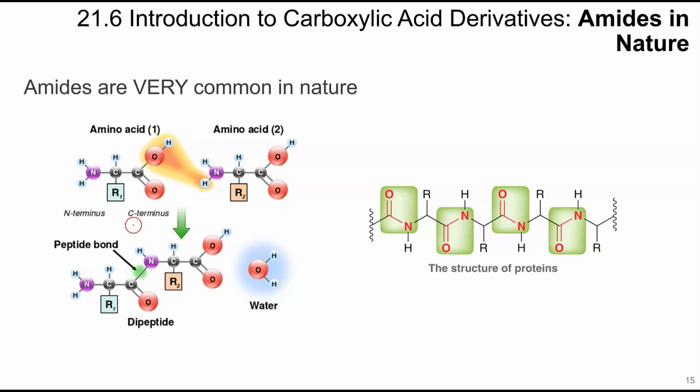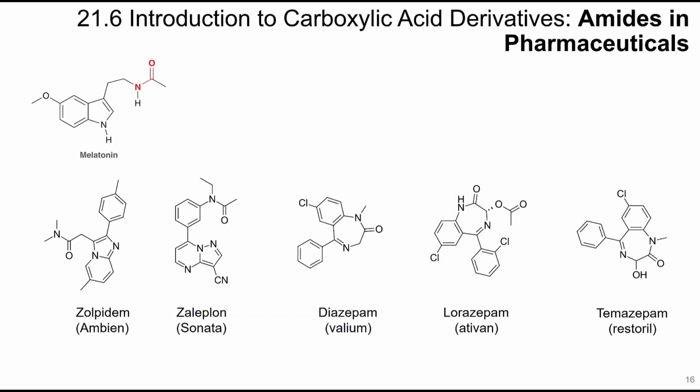So two amino acids combine together to make what is called a peptide bond, which is the same thing as an amide bond. The structure of proteins in our bodies are connected by amide bonds, which are these carbon double bond Ns to another amino acid. There's lots of amides in pharmaceuticals.